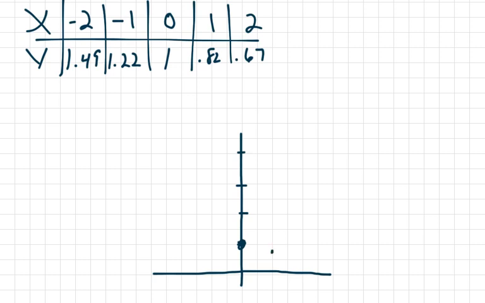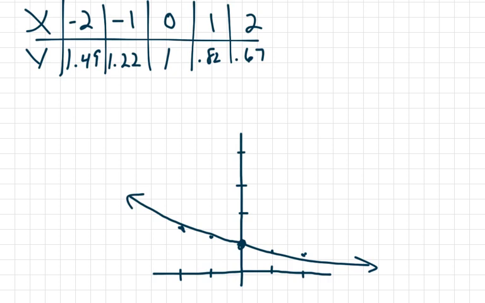1.82 might be in there. 2.67. Oops, I guess we'll go with that one. 1. 0.67 maybe is about there. 1.22 maybe is there. And 1.49 is pretty much 1.5. We'll call it 1.5. So it kind of looks like a line, but it does have that exponential shape.